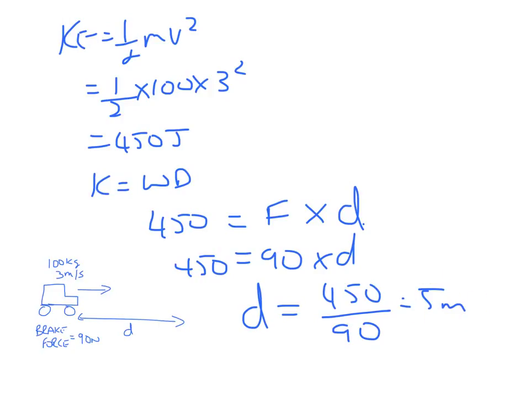Alright, and this way we can work out the stopping distance of a car at particular speeds if we take an average mass and braking distance. So this is again relating kinetic energy to work done against friction.